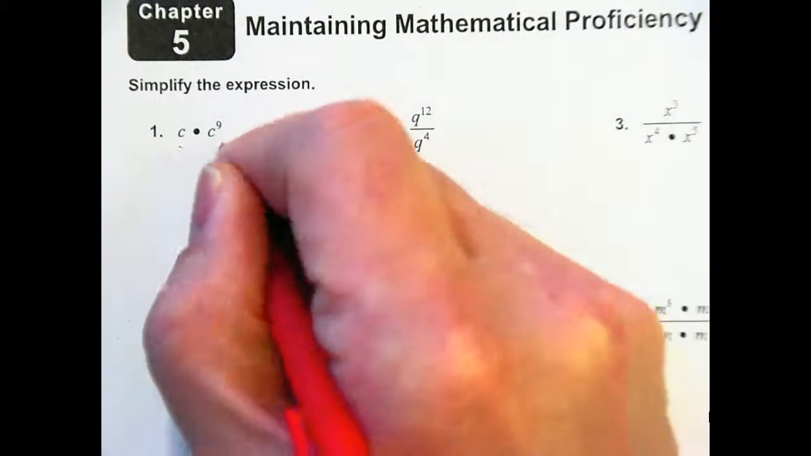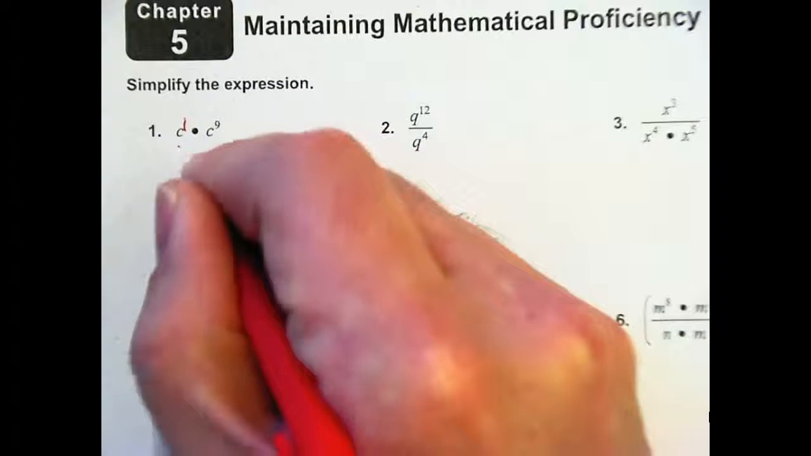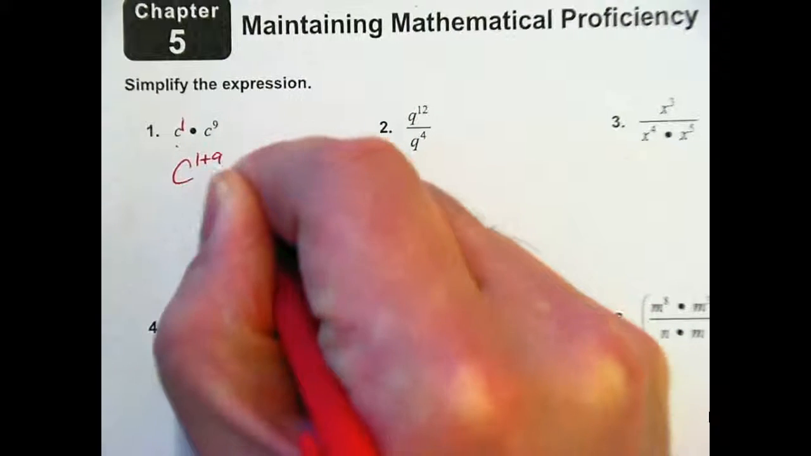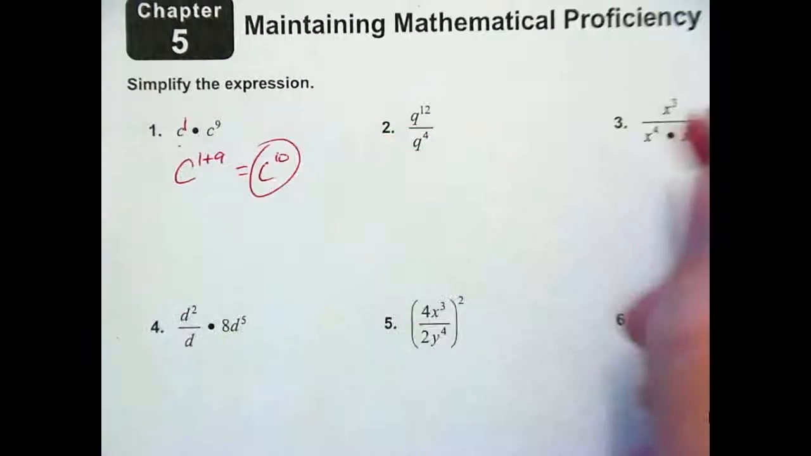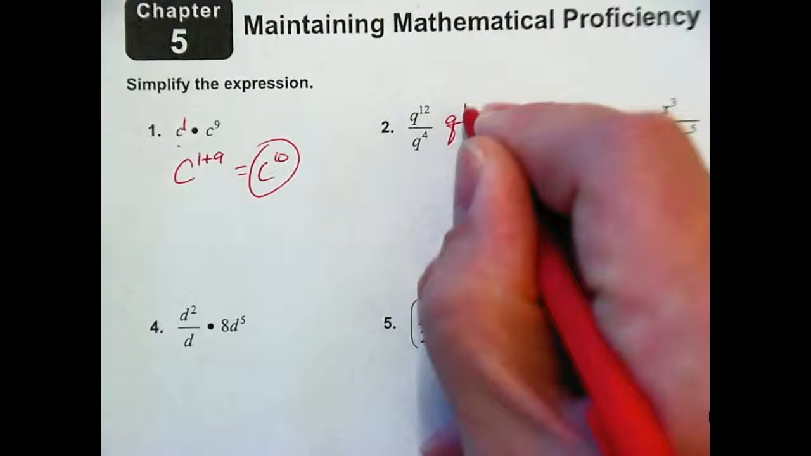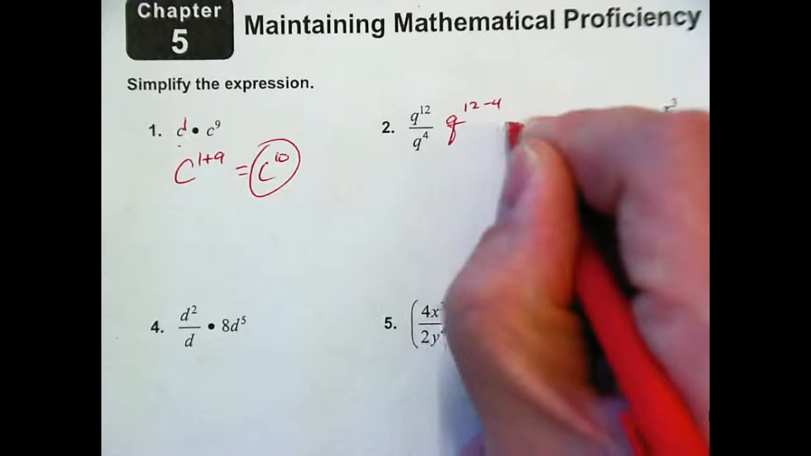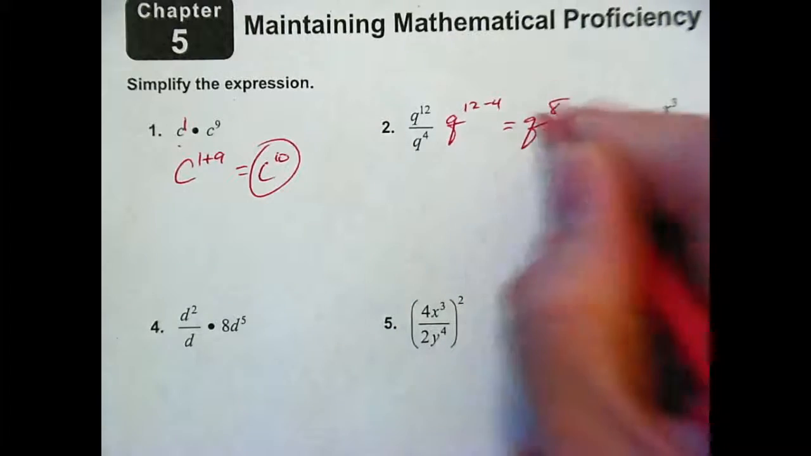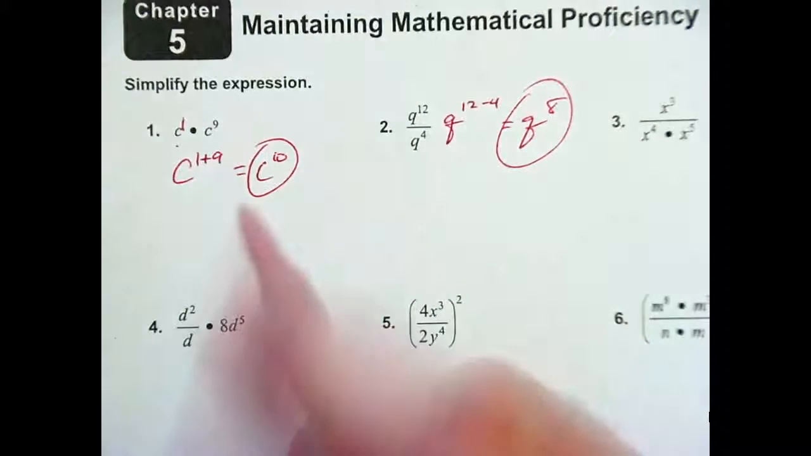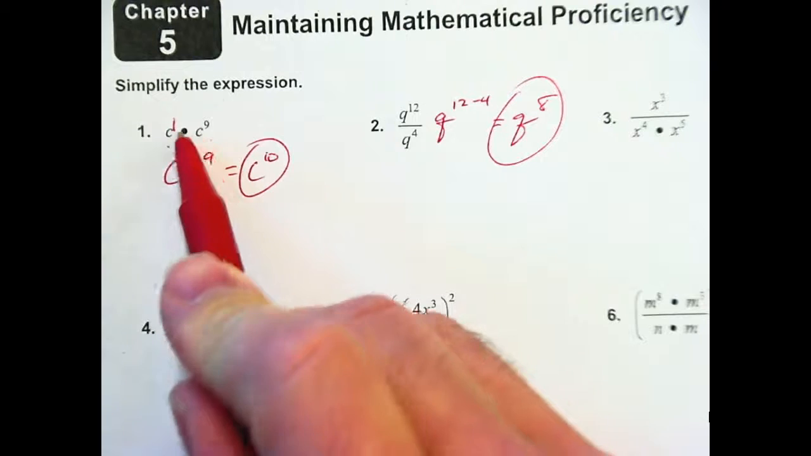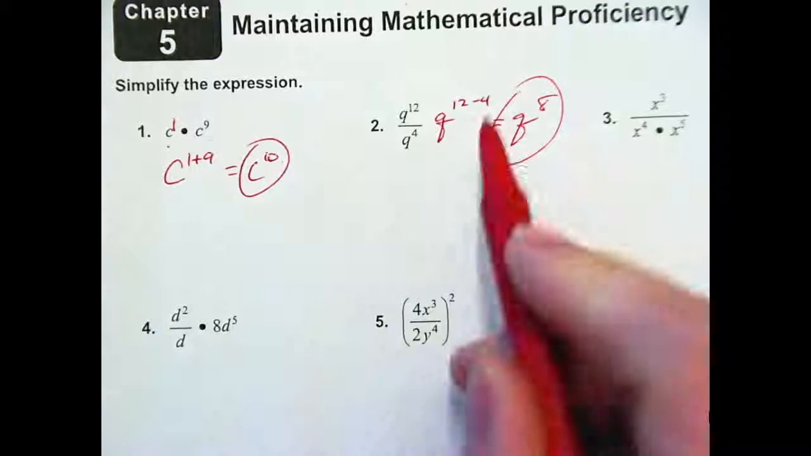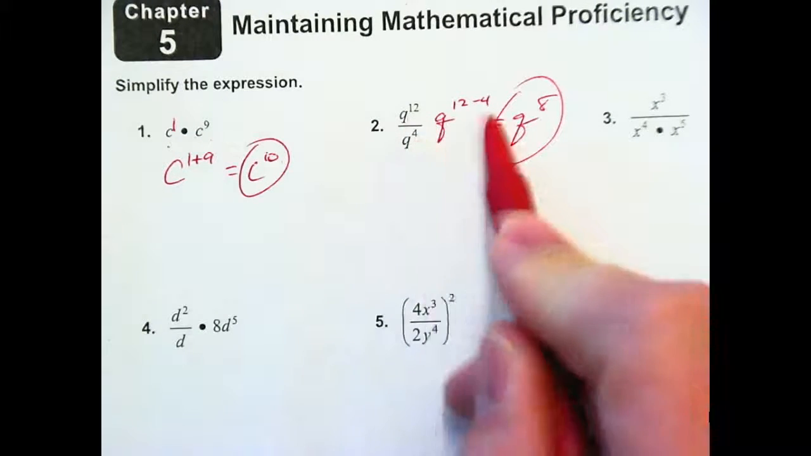Right here. C to the first, C to the ninth, that is C to the 1 plus 9, which is C to the 10th. This is Q to the 12 minus 4, which is 8. So remember your rules here of exponents. When you're multiplying with the same base, you add the exponents together. When you're dividing with the same base, you subtract the exponents.